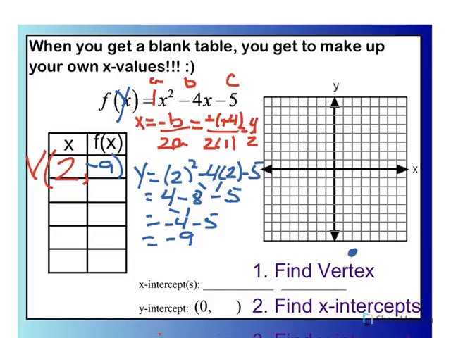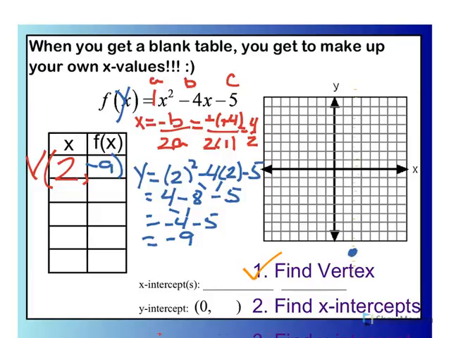And that's okay. Remember, once we find this vertex, I can picture an imaginary line going right through it straight up vertically that's going to cut my parabola in half. Now let's go ahead and find the x-intercepts next.